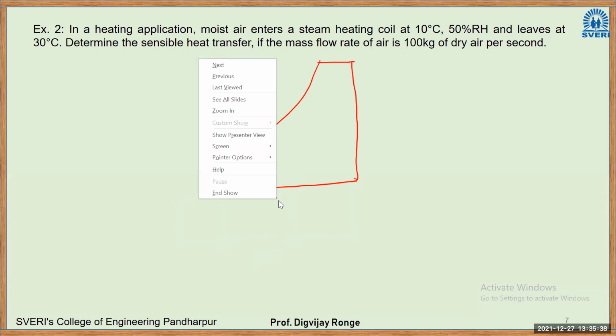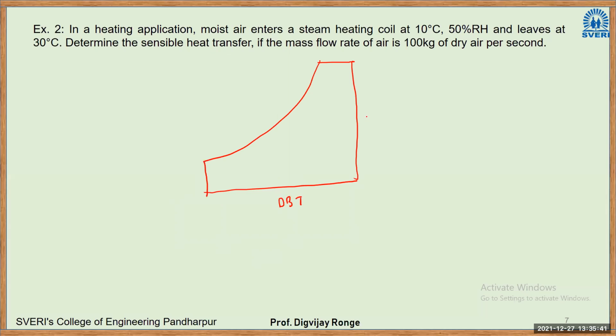So this is the DBT. This is specific humidity. In this case, again, you have to draw a point. I have to find a point which satisfies this condition of 10 degrees Celsius and 50% RH. It leaves at 30 degrees Celsius. So again, I have to find another point, 30 degrees Celsius. This way I can join this and I will get point number 2.